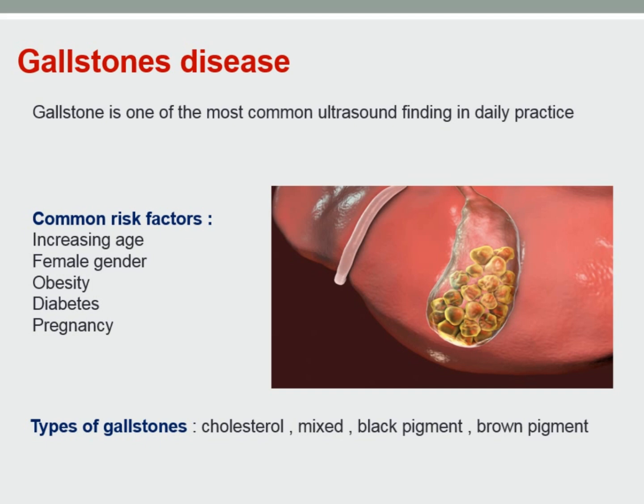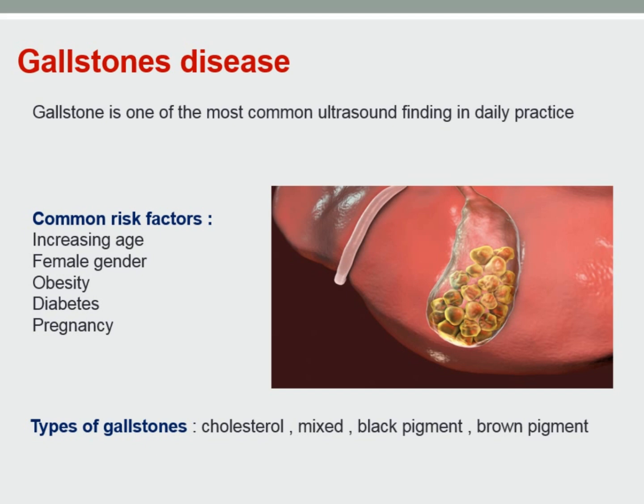Regarding the first disease of the gallbladder, gallstone disease: gallstones are one of the most common findings on ultrasound in daily practice. The common risk factors for gallstones include increasing age in both genders, female gender, obesity, diabetes, and pregnancy. There are 4 types of gallstones: cholesterol, mixed, which is the most common type, about 75 to 80% of gallstones, containing about 50% cholesterol or 50% calcium bilirubin, and the pigment stones, which may be black pigment or brown pigment.